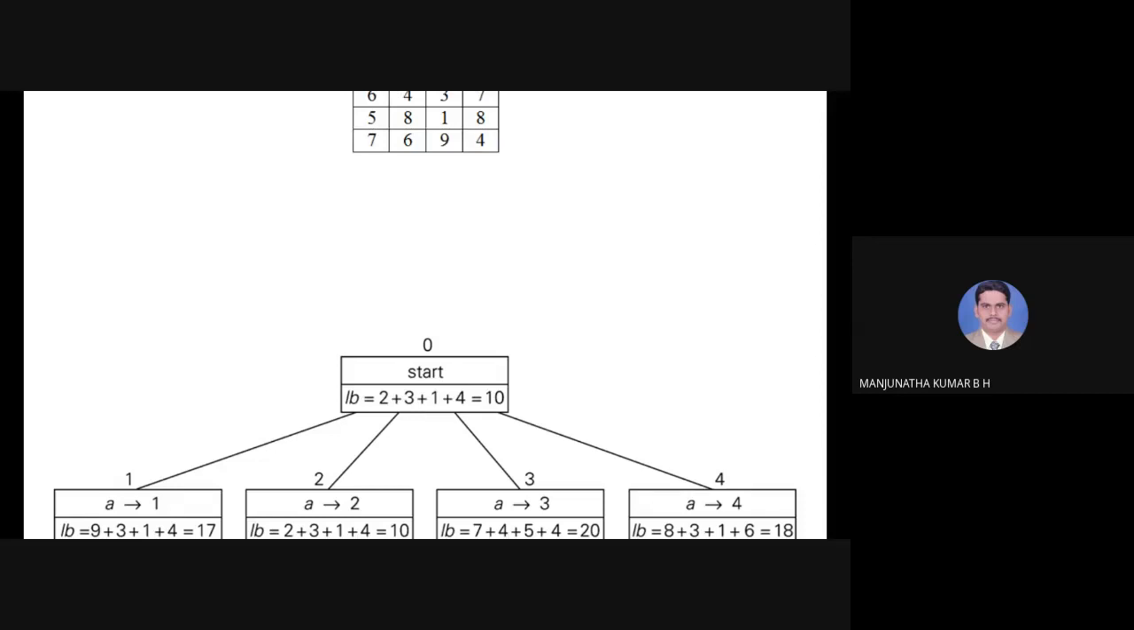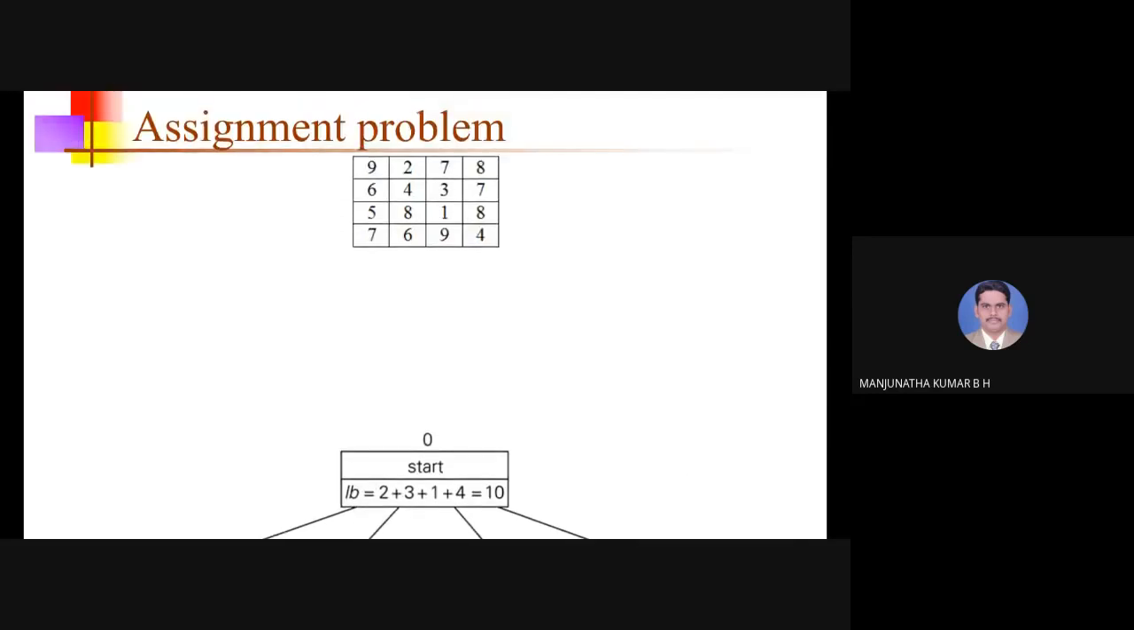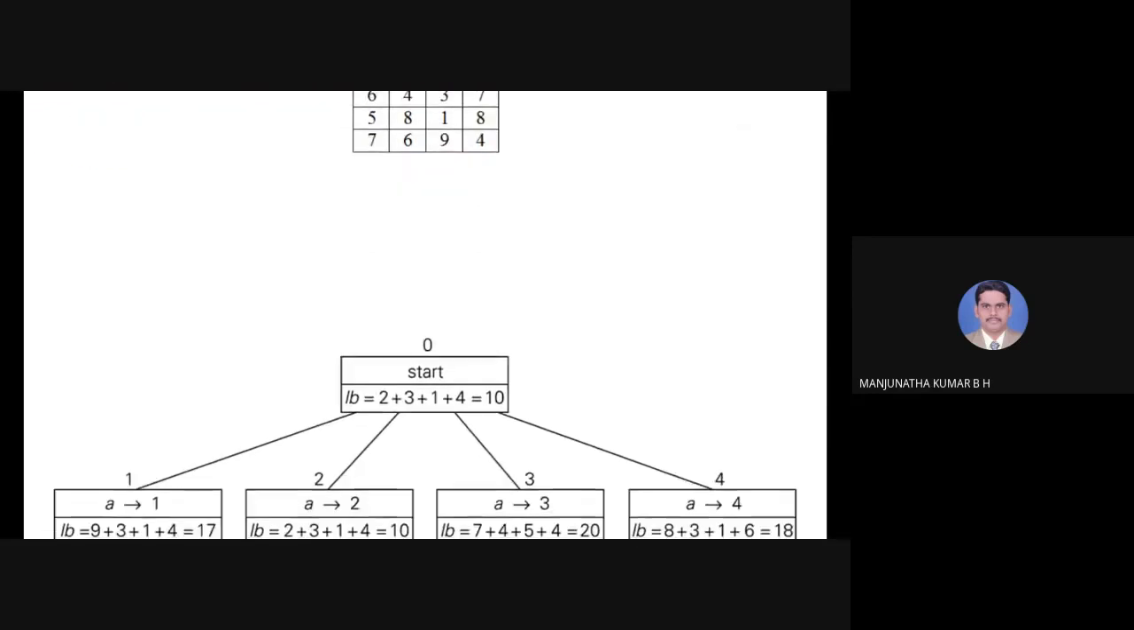Next, this is one possible solution. It may be promising or non-promising; we will decide it later. Suppose I assign job 2 to person A, what will be the lower bound value? If I assign job 2 to person A, cost will be 2 plus, and for the remaining 3 persons, person B's smallest number is 3, person C's is 1, person D's is 4, and the lower bound equals 10 now. I hope it is clear.